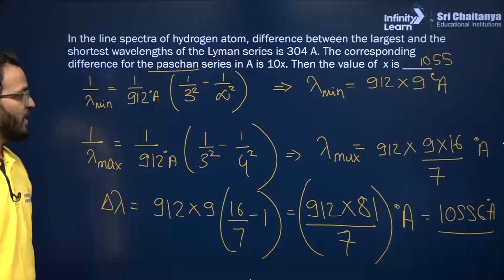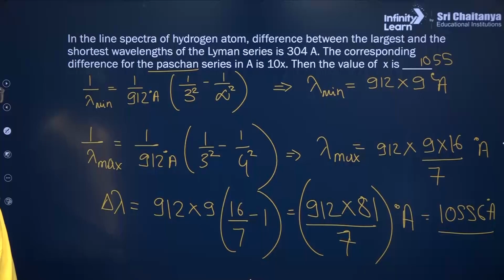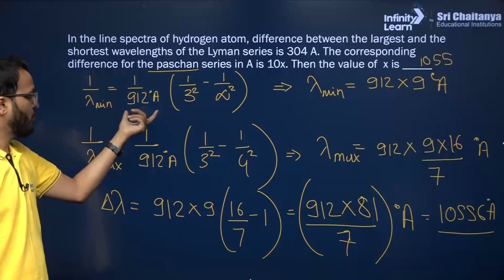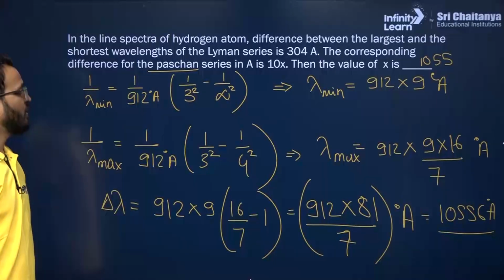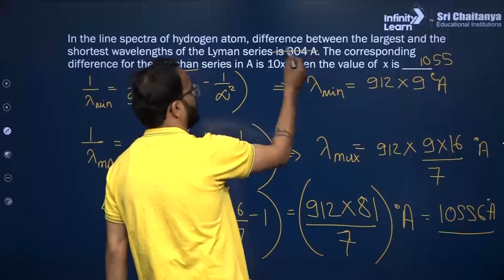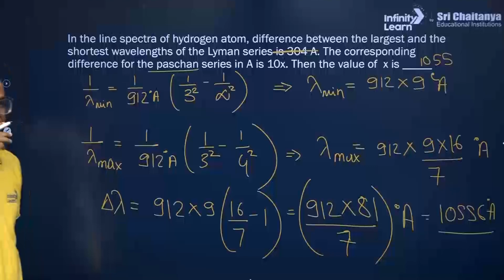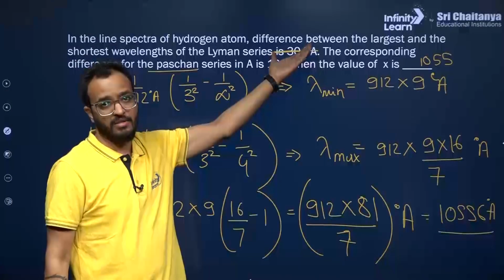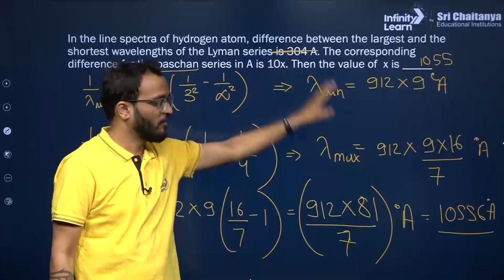Okay, so solve this, you will get your answer, no problem. I guess you know this formula. Rydberg constant is 1 by 912 angstrom. So this information is absolutely useless in this question. If you want, you can use it, but if you remember this value, then you don't need to use this data. You can directly solve it on your own.